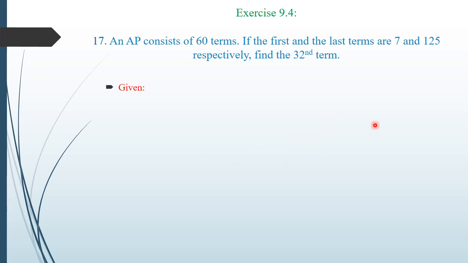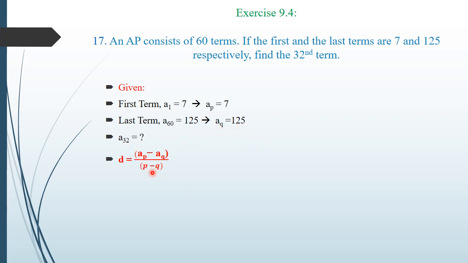Using that we can easily calculate any term. So let us note down the given data first. First term, that is A1 equal to 7, I'll represent it as AP. Then the last term A60 is given, that is 125, so AQ is equal to 125. Now using the formula D equal to AP minus AQ upon P minus Q, I'll calculate the common difference D, which in this case I'm getting as 2.